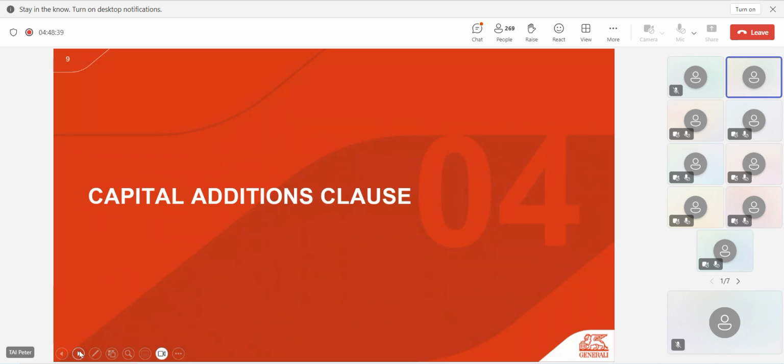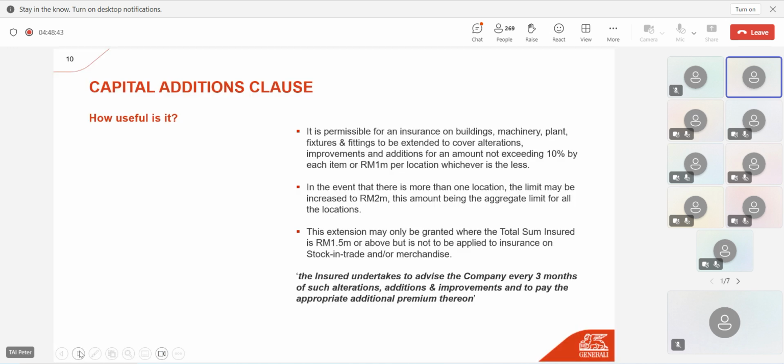Capital addition clause. Okay, just now the escalation clause. Now we go to capital addition clause. Do you know that capital addition clause is allowed? What does capital addition clause mean? Meaning you can add in the capital as the clause mentioned.